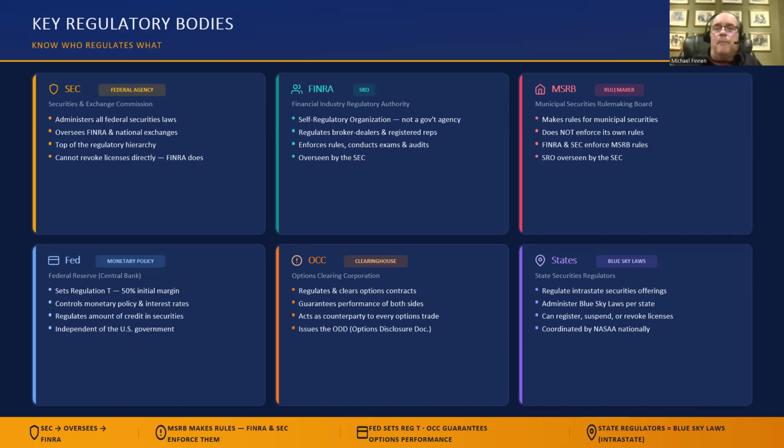MSRB, same idea. But here's the deal. The MSRB makes the rules for municipal securities, but they don't enforce their own rules. Crazy, right? If a broker dealer breaks rules on the municipal side, then the SEC or FINRA comes in to enforce it. If a bank breaks MSRB rules, then the Fed or the FDIC or the Office of the Comptroller comes in to enforce the rules. So the MSRB makes the rules for municipal securities, but they do not enforce their own rules.